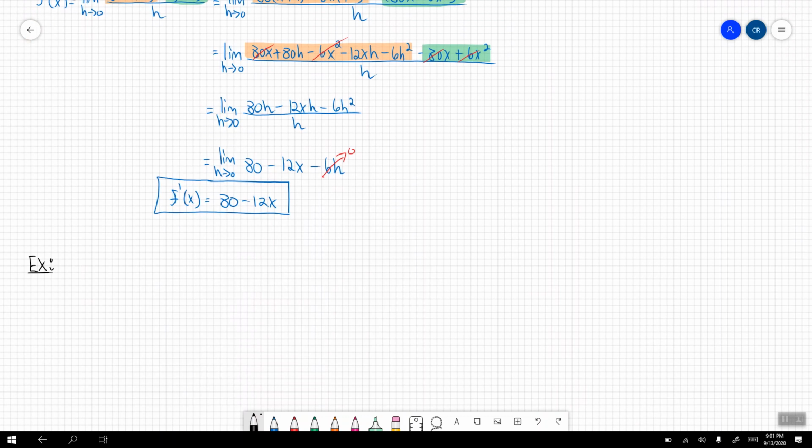So for my example here, if g of t is equal to 1 over the square root of t, we want to find g prime at t, again using the limit definition.